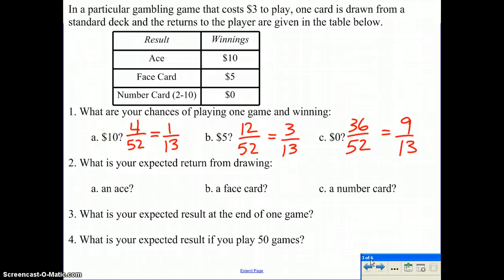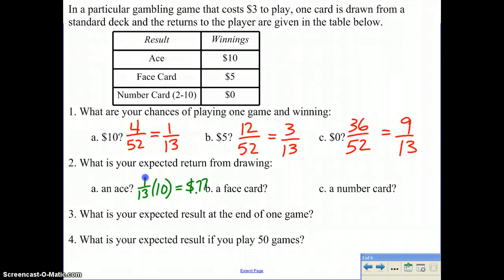Now we get into something a little different. So now we're asking the question, what is your expected return from drawing each of the following cards? So how much are you expecting to make in one turn from drawing an ace? Well, what you have to do to calculate that is take the probability of drawing an ace, which we already calculated as 1 out of 13, and you have to times that by the winnings. In this case, $10. If you multiply that out, accounting for money, round to 2 decimal places, you get 77 cents.